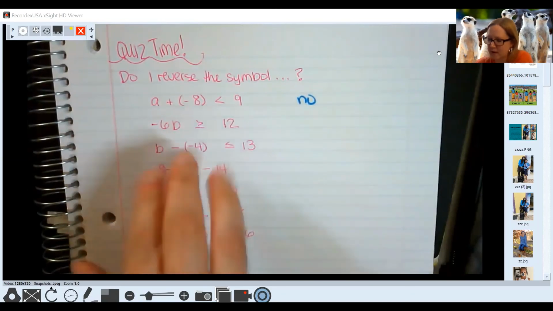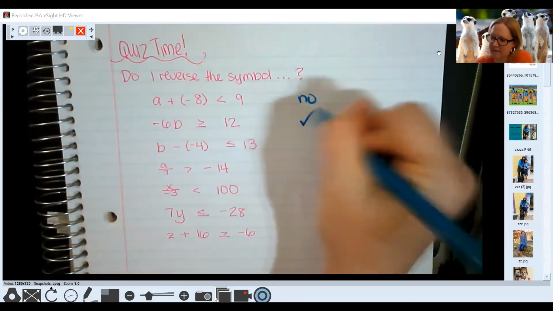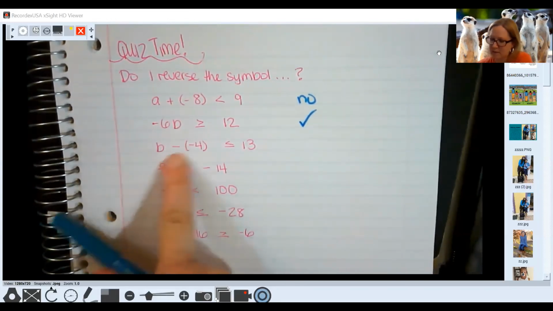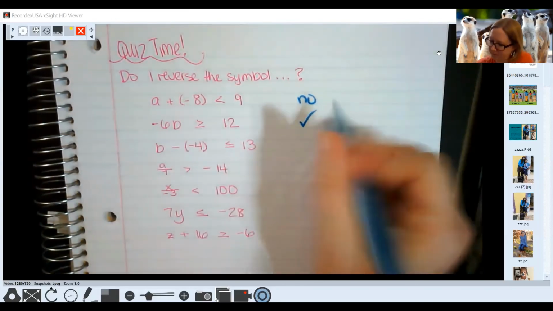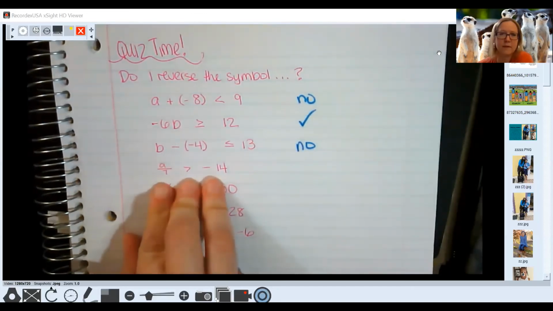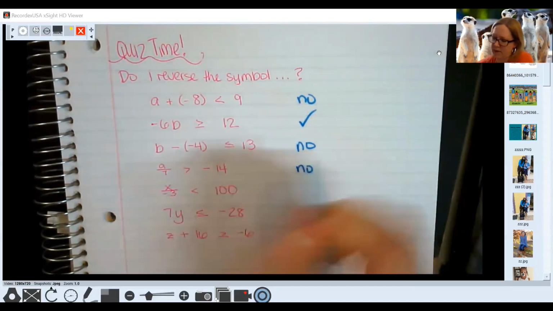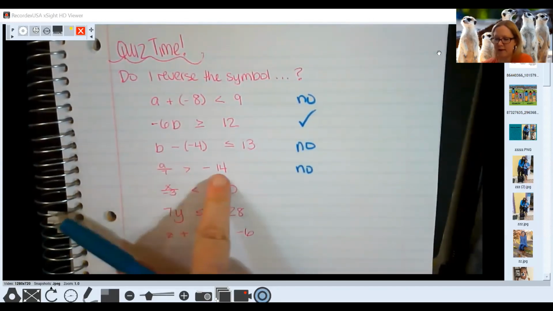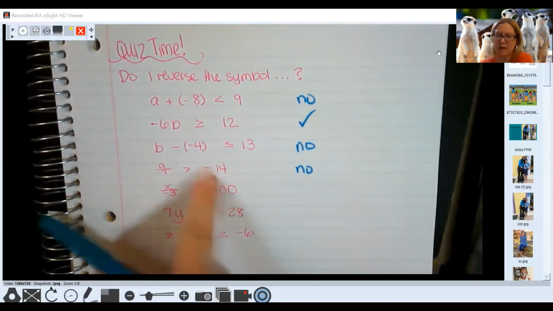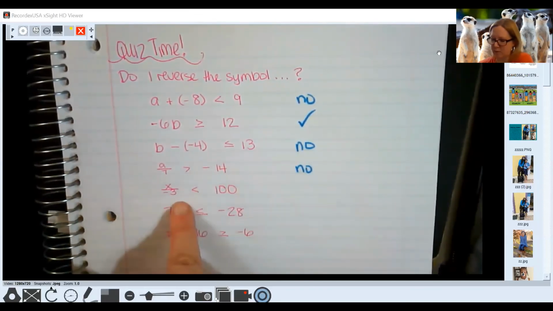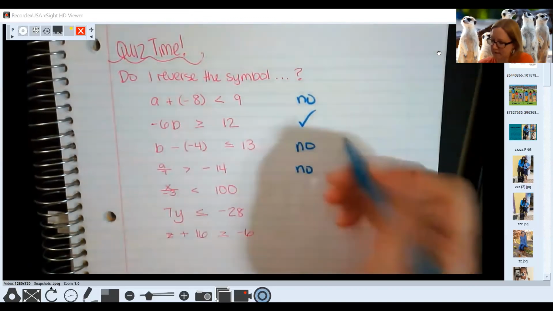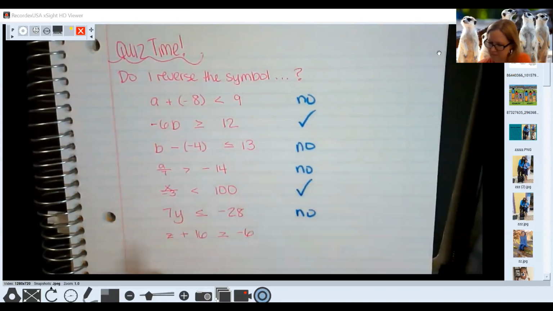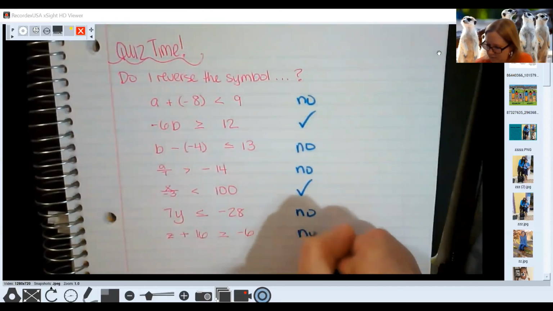All right, what about the second one? That's a yes. Because you'd have to divide both sides by -6. How about this one here? Nope. This one? Nope. Again, because the number on the side with the variable that we would be multiplying both sides by is positive. So I don't care what's over here. I would not have to reverse the symbol there. The next one is a yes. Next one here would be nope. And the last one here is no.